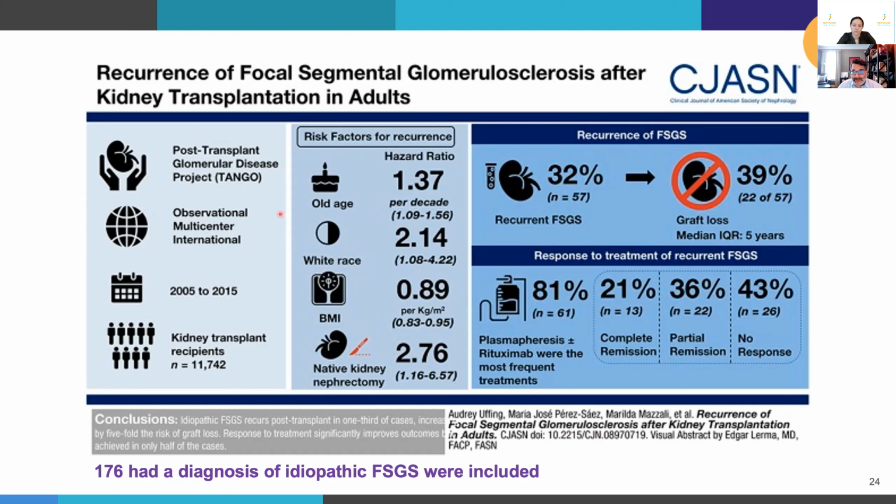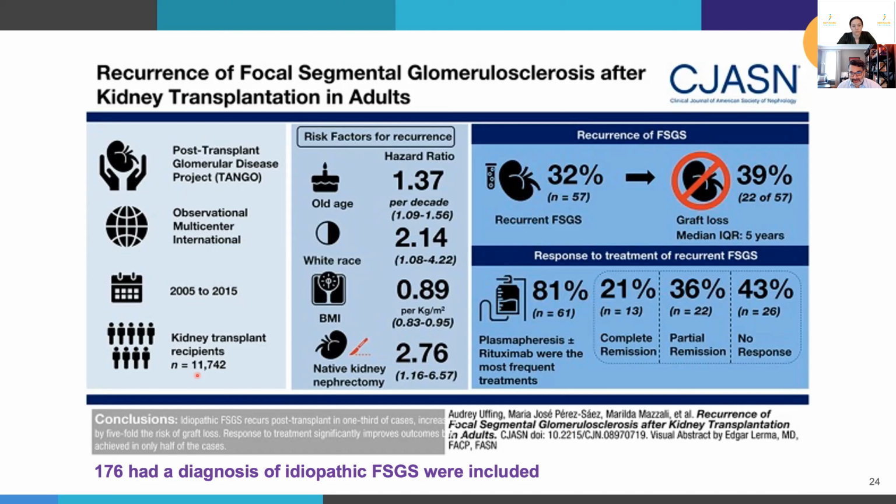So this is also data on recurrence of FSGS, and this is from a recent registry that was established a few years ago called TANGO, and I'll talk a little bit more about this later. But this is a registry specifically to look at recurrent disease in patients who had some form of glomerulonephritis prior to their transplant. And this recruited patients from 2005 to 2015. It's still ongoing now, so they're still looking for patients.